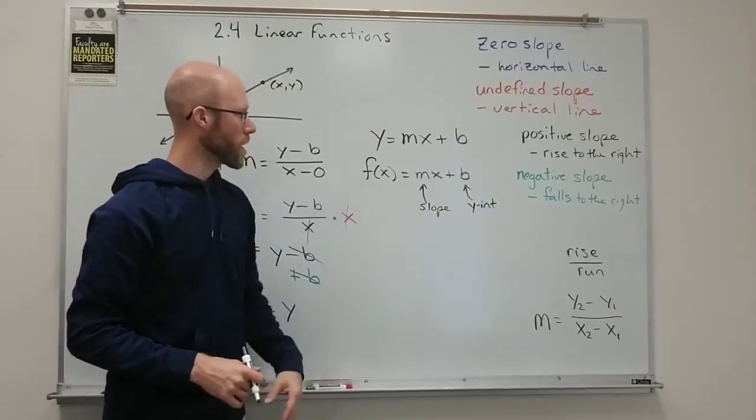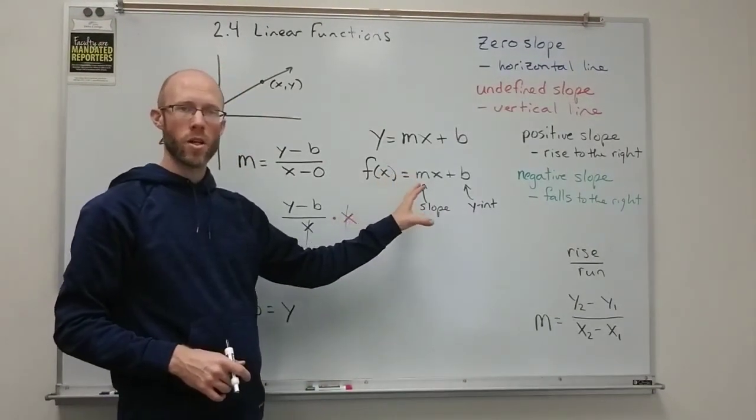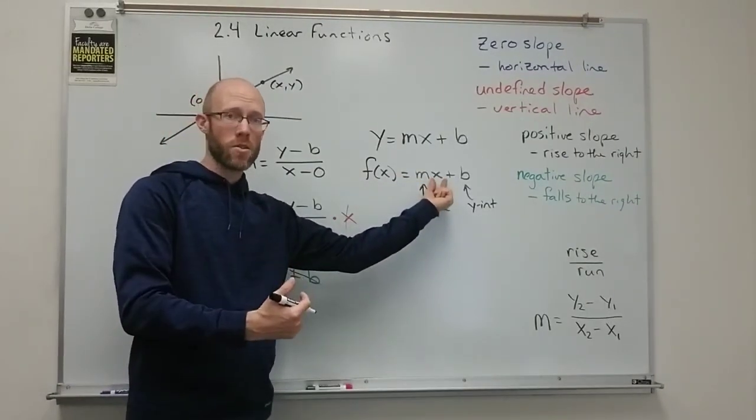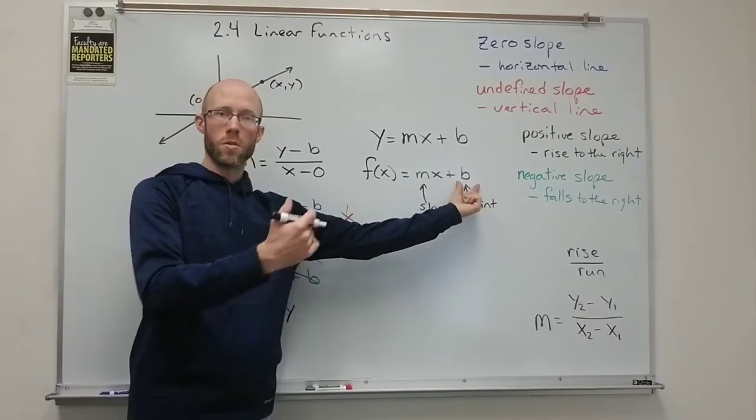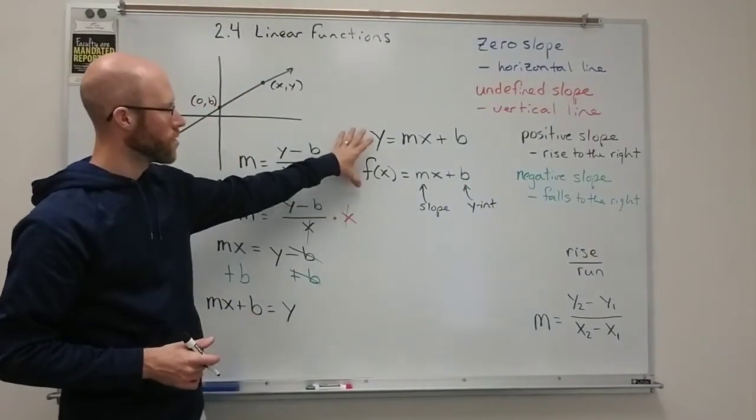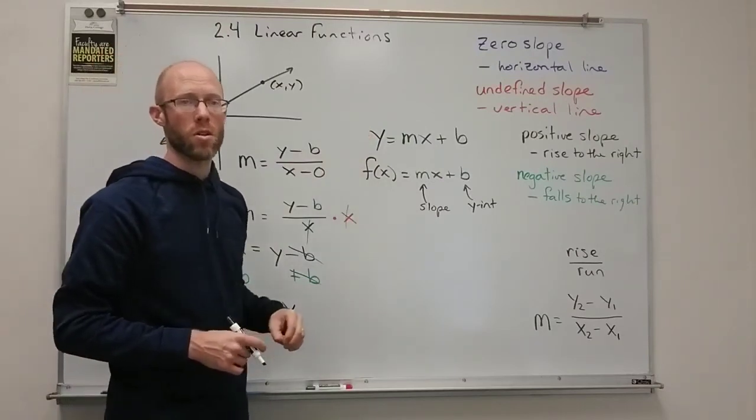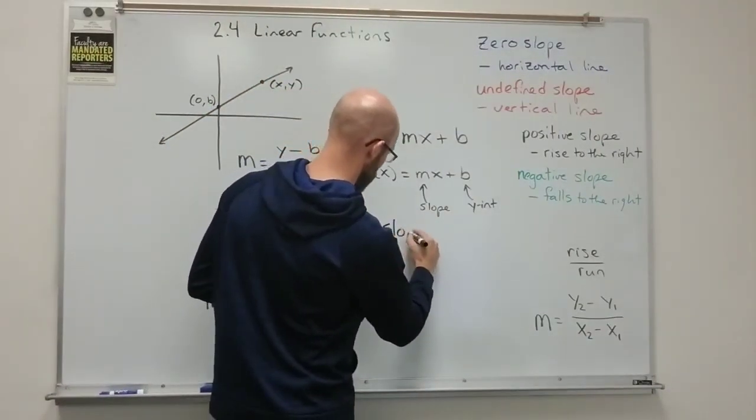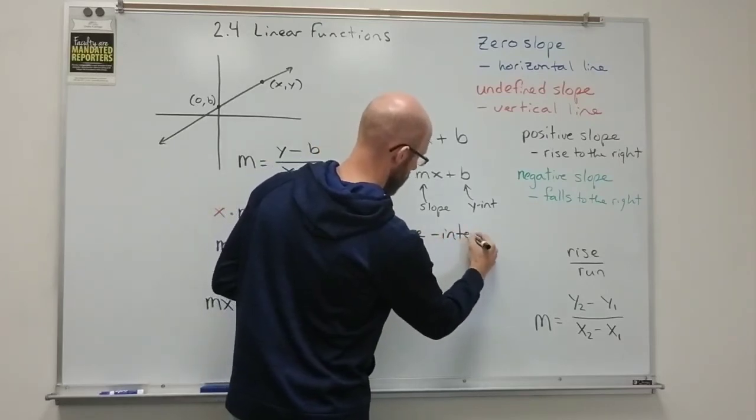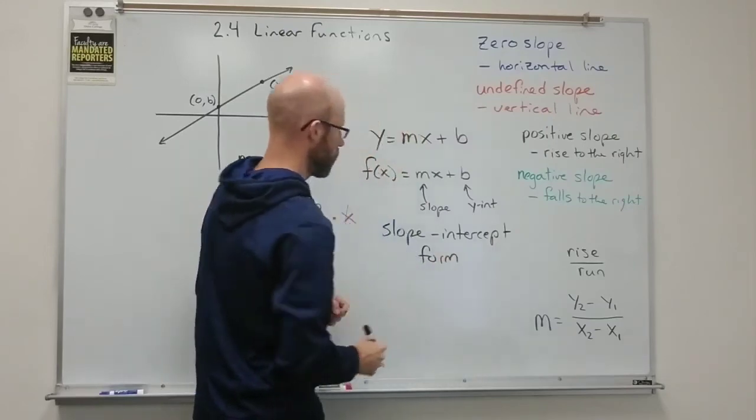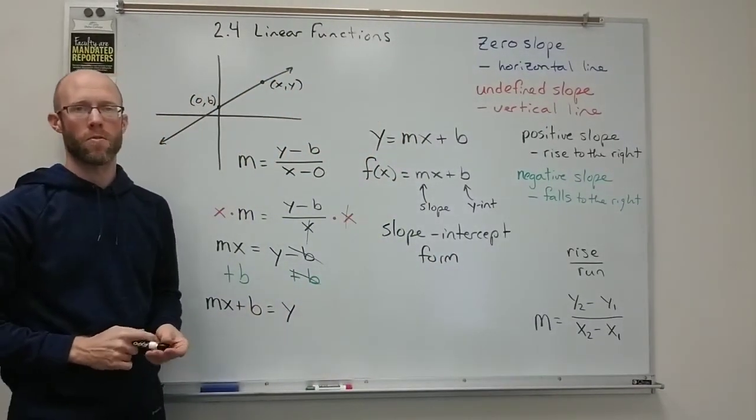So the slope and the y-intercept are in this equation, and the slope will always be the number multiplying the x, and the y-intercept will always be the constant in a linear equation. The form of this is called the slope-intercept form. So this is the slope-intercept form of a line.